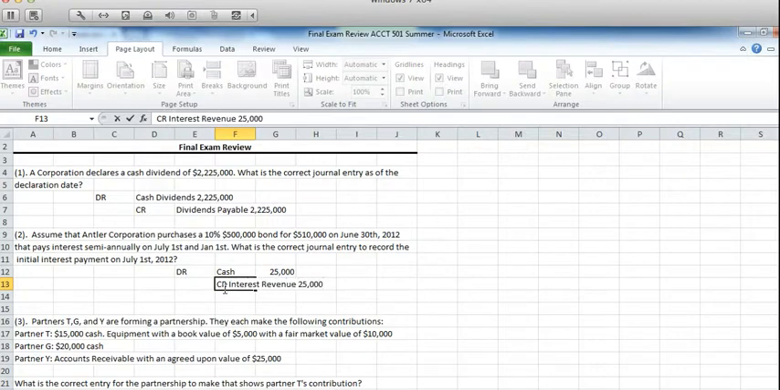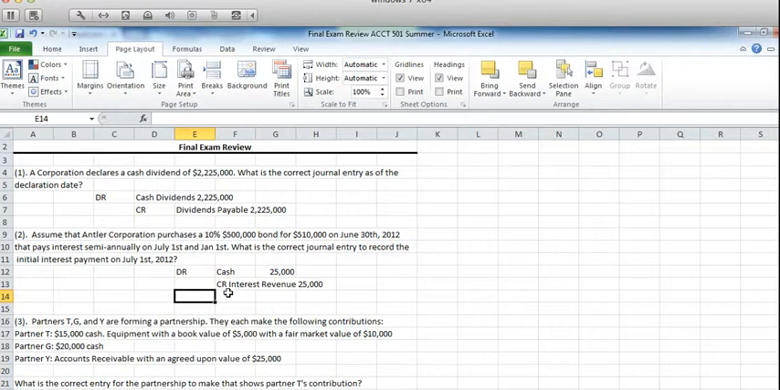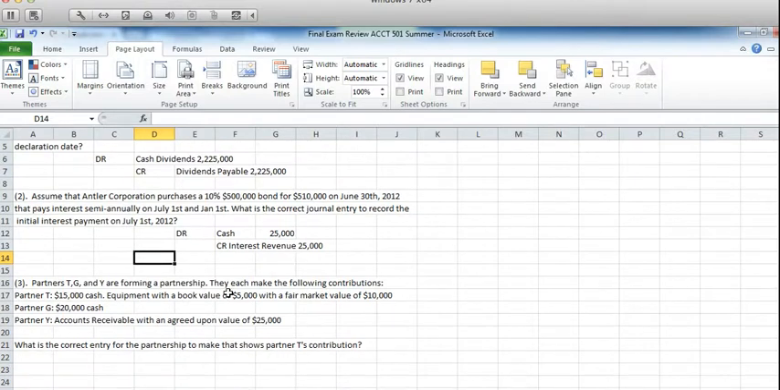credit, interest revenue, $25,000. Okay, and again, it's important to realize and distinguish between whether the company we're talking about has purchased the bond or whether the company has sold the bond. From the purchaser's point of view, this is the correct journal entry. From the seller's point of view, obviously the seller is not receiving cash, so this would not be the correct entry from the seller's point of view.